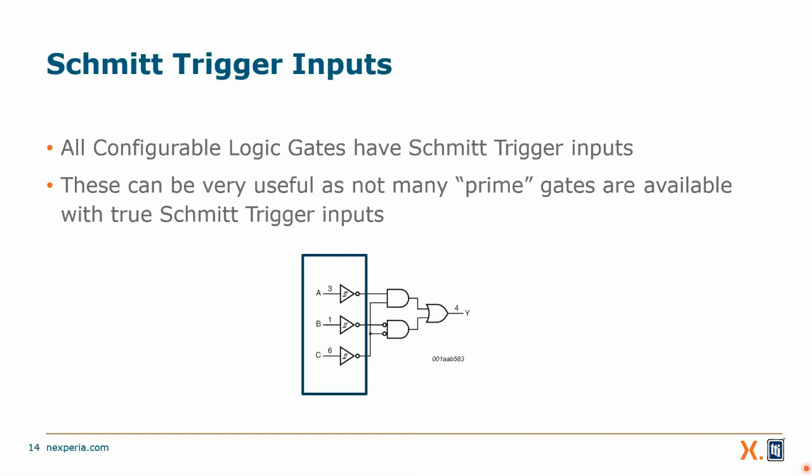There's not that many prime gates, just an OR gate or fixed as an AND gate, that have Schmitt triggers on them. The configurable logics have it. So sometimes it's best to just use a configurable logic because you get that Schmitt trigger for free. Otherwise, you would have had to have a different package on it. So it's already combining functions together. It combines a Schmitt trigger, which might have been a separate package, with your OR gate or your AND gate or whatever you've configured it for into a single package.